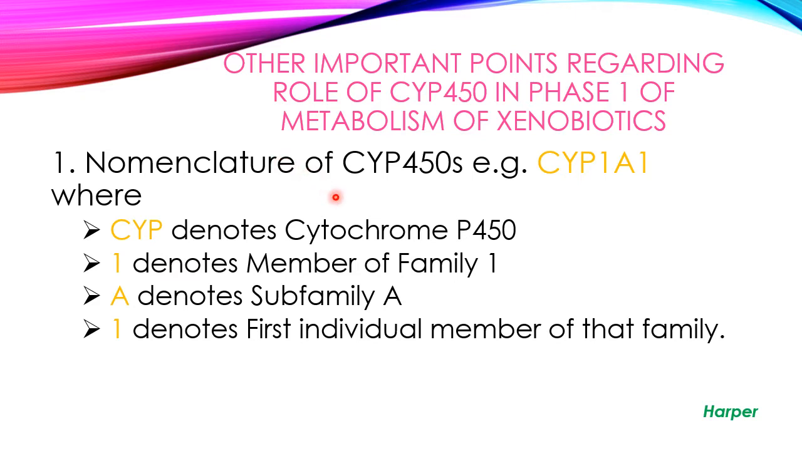Regarding cytochrome P450s, the first point that we are going to see is how we can name cytochrome P450s. What is the proper nomenclature for cytochrome P450s? So cytochrome P450s are written as, for example, CYP1A1. In this name, CYP stands for cytochrome P450. The 1 shows that this cytochrome P450 belongs to family 1, the capital A shows that it belongs to subfamily A, and the last 1 shows that this cytochrome P450 is the first individual member of that family.